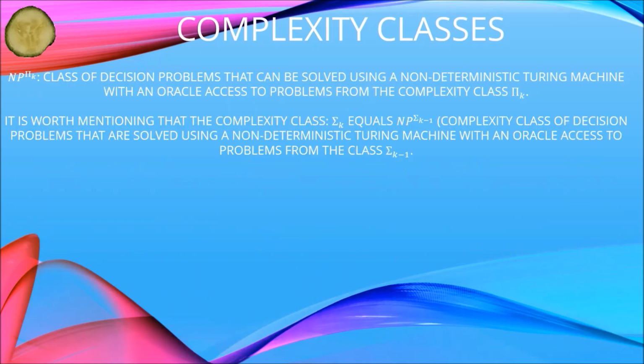NP to the power of pi k is the class of decision problems that can be solved using a non-deterministic Turing machine with oracle access to problems from the complexity class pi k. It is worth mentioning that the complexity class sigma k equals NP to the power of sigma k minus 1: the class of decision problems that are solved using a non-deterministic Turing machine with oracle access to problems from the class sigma k minus 1.